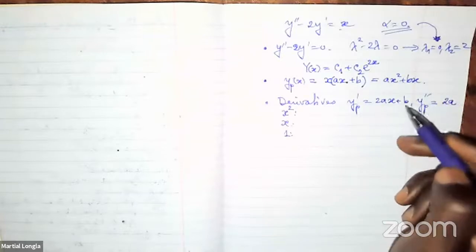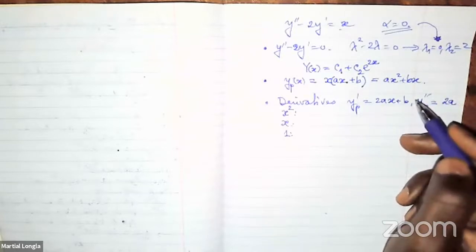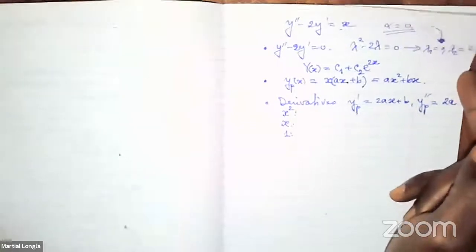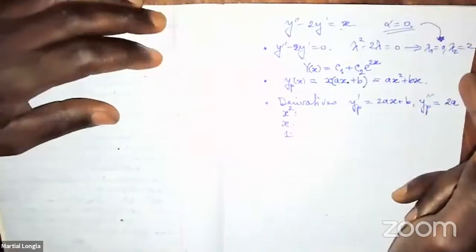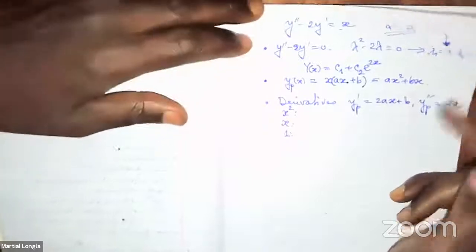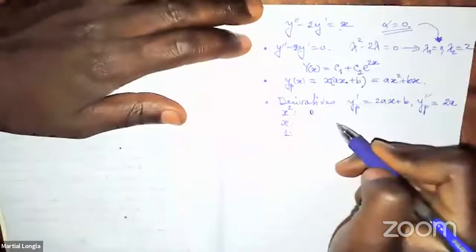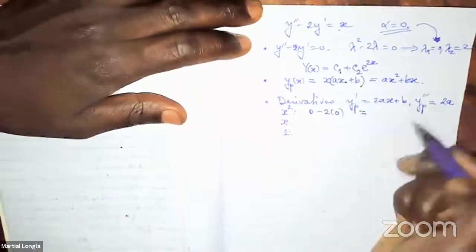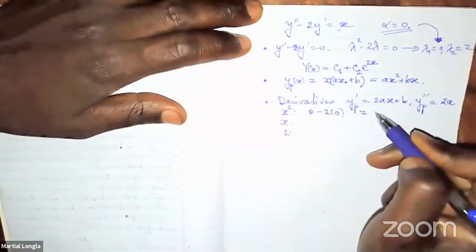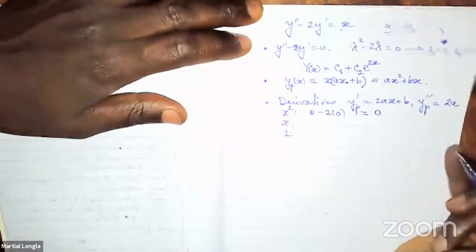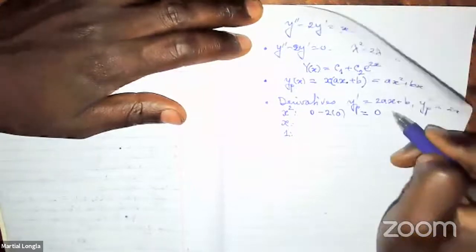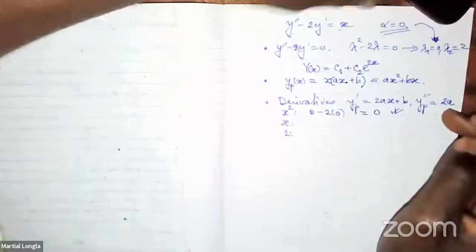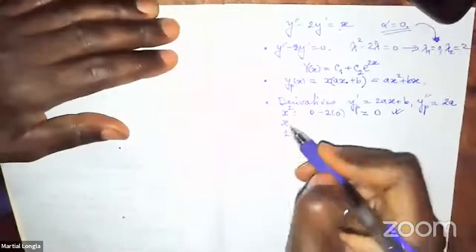So let's track the coefficients of x squared. That's going to be 0, minus 2 times 0, times 0. And the right-hand side? 0. So you see clearly it's 0 equals 0, and that tells you your derivatives are okay, and now we can move on to the next things.